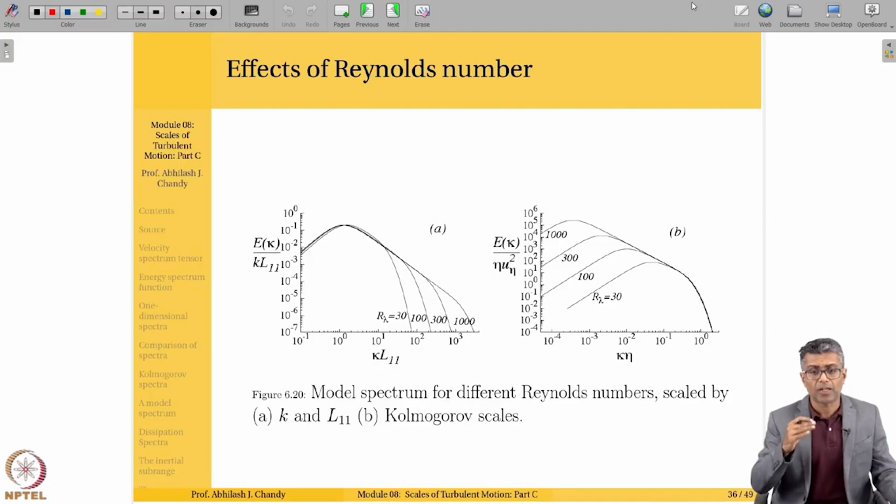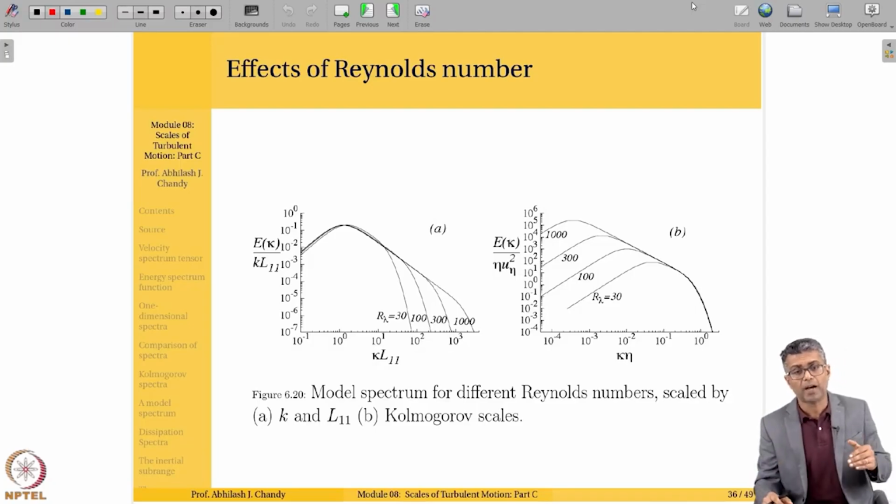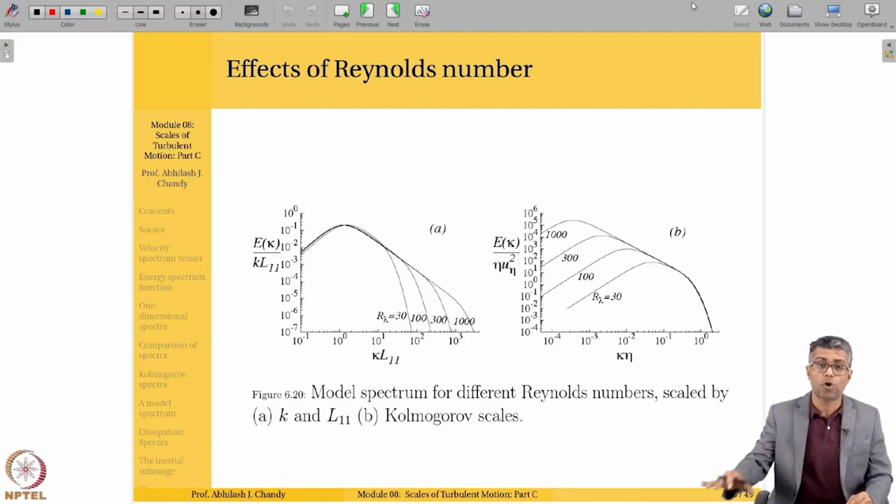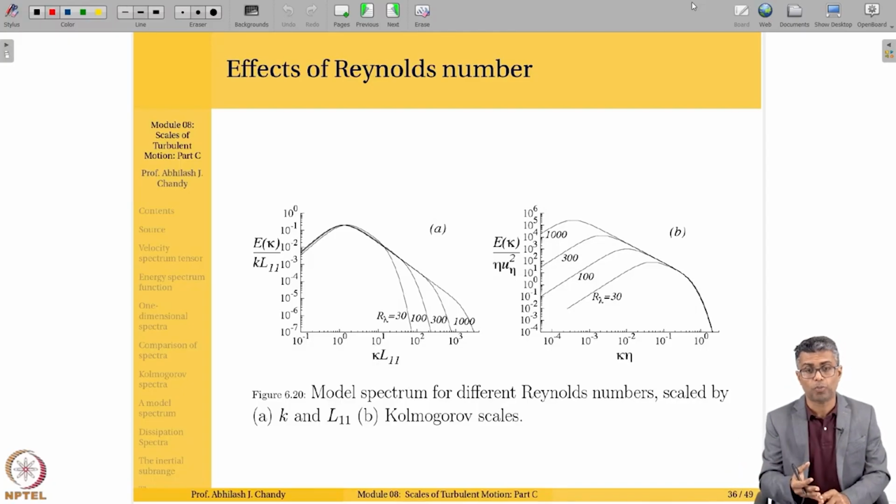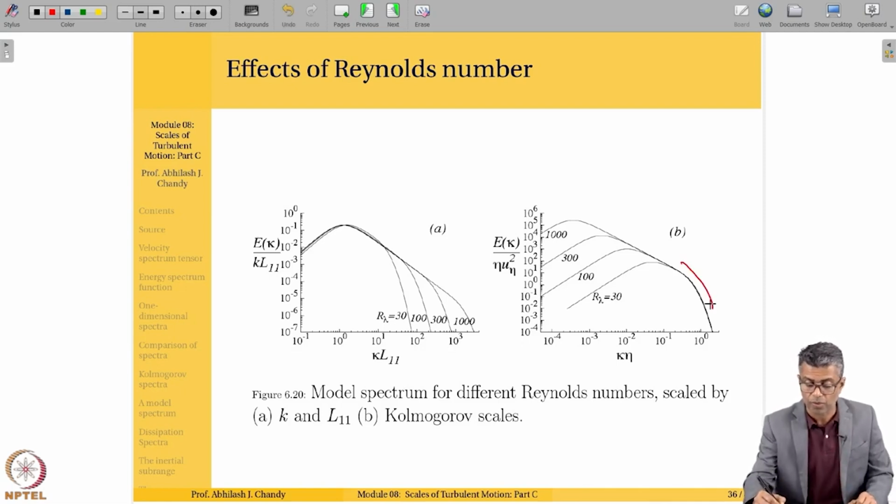And on the right side plot, we have the energy spectra normalized with eta u eta squared, which is a small scale phenomena. Eta is the Kolmogorov scale and u eta is the Kolmogorov velocity. So we normalized it in such a way that the right side, you should be familiar with it because we have normalized it in such a way before. And obviously, because we have done that, as a consequence, we see that the universal equilibrium range overlaps. And it is indeed universal.